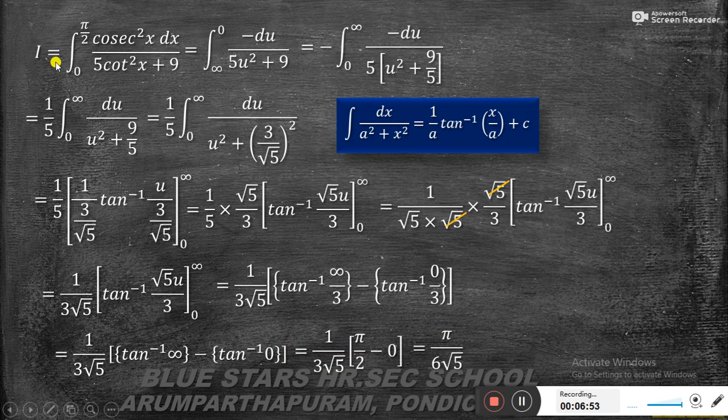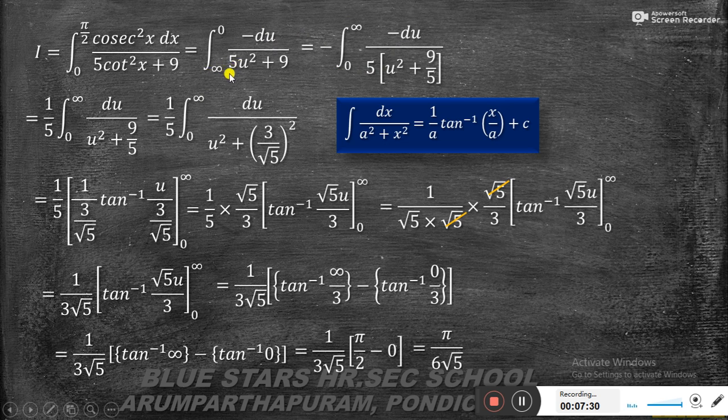So in the next step you write I equal to integral 0 to pi by 2 cosecant square x dx by 5 cot square x plus 9 equal to, now we substitute the limit. The u limit is infinity to 0, minus du. Cosecant square x dx means minus du, and cot x is u, so 5 u square plus 9. In the next step, minus, now we interchange the limit: infinity to 0, we interchange to 0 to infinity. So 1 minus, we multiply in the integral, so minus of 0 to infinity.